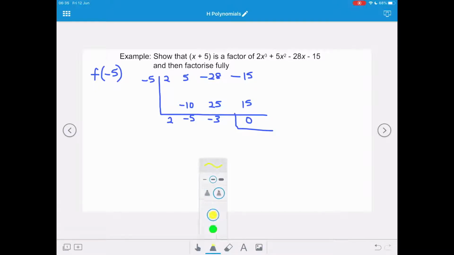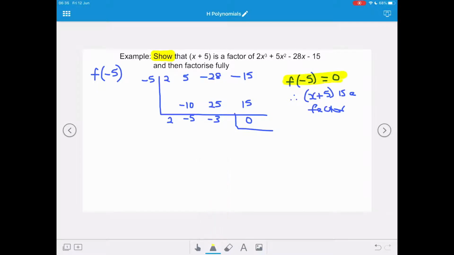Now, it says show that x plus 5 is a factor, so we need to explicitly state that because f of negative 5 equals 0, therefore x plus 5 is a factor. And we need to explicitly state this. Otherwise, we would lose 1 mark in an exam question.